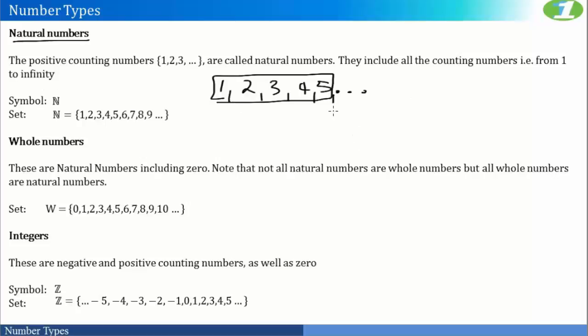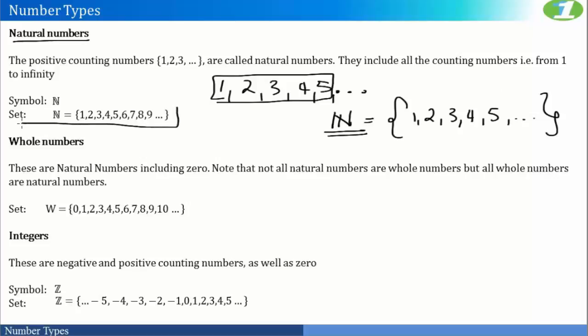Now we can use the symbol N to denote our natural number set. So we would say N equals 1, 2, 3, 4, 5, and we can just use this to show that this set actually goes off into infinity, and we have a nice representation here. So this is our natural number set.